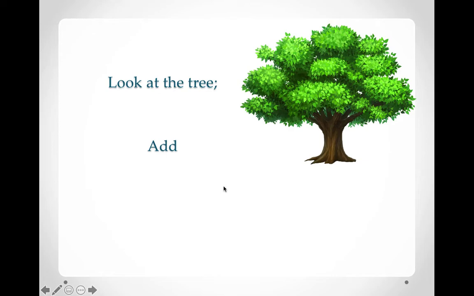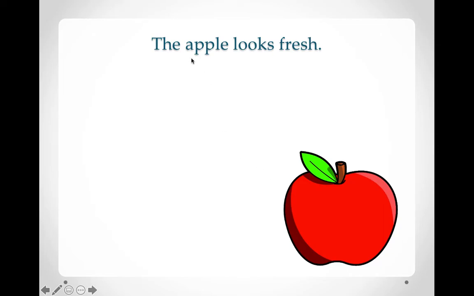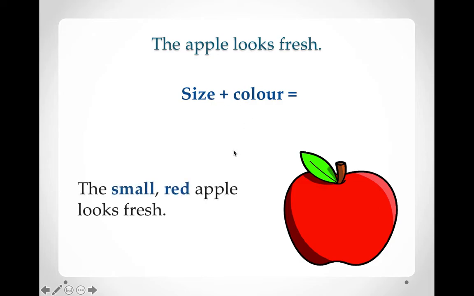So look at this tree. I want you to add the size, then the color. Look at the big green tree. The size is big. The color is green. The apple looks fresh. Now you are going to add the size and the color. The small red apple looks fresh. The size is small. The color is red.